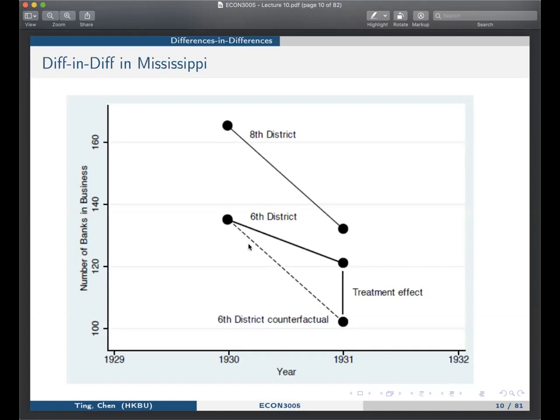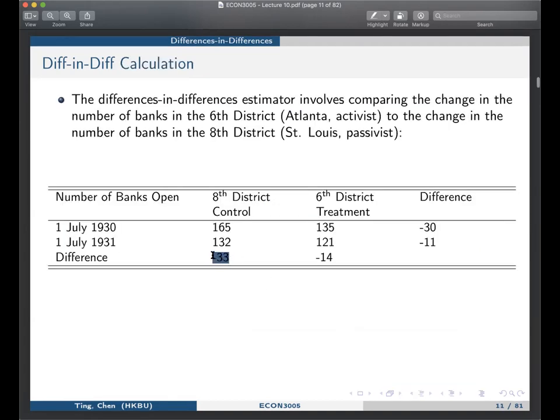Right? This is how we can use the control group's outcome to derive the counterfactual outcomes of the treatment group. So this 33 is the counterfactual change of the 6 districts. So we take the actual observed difference minus the counterfactual difference, and we get the 19, right?